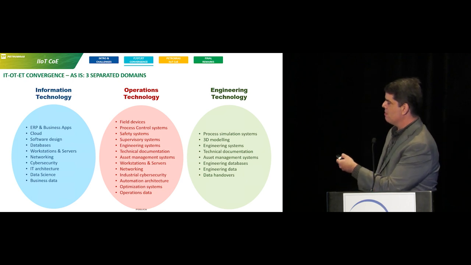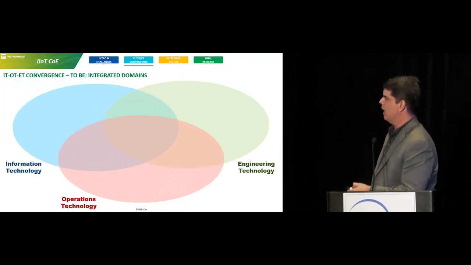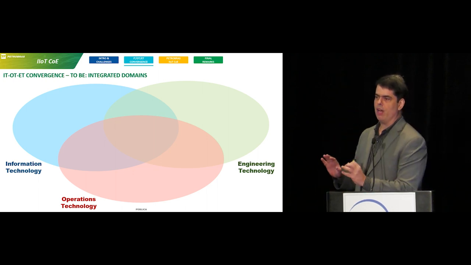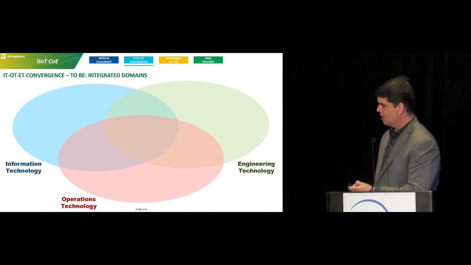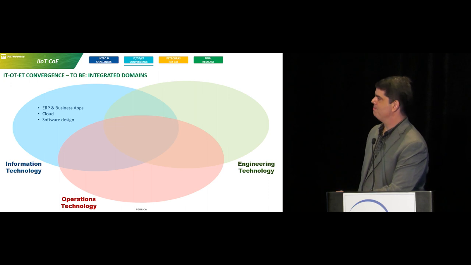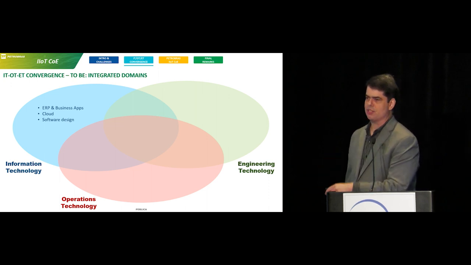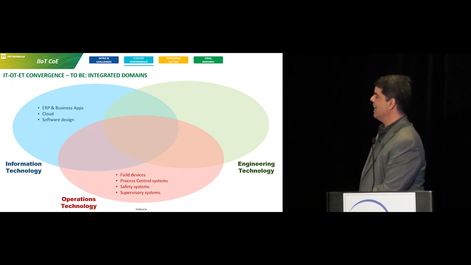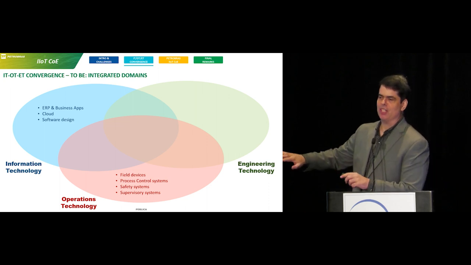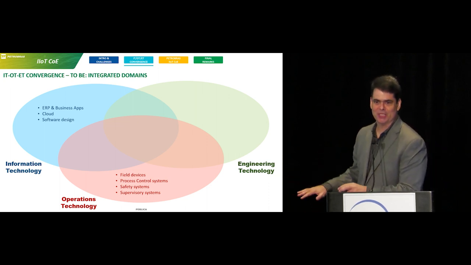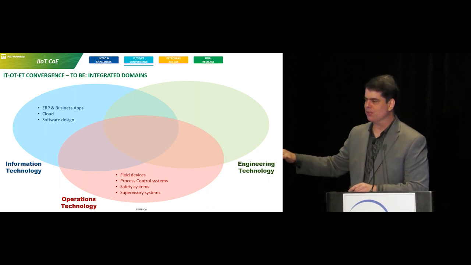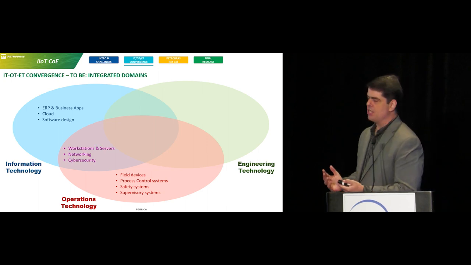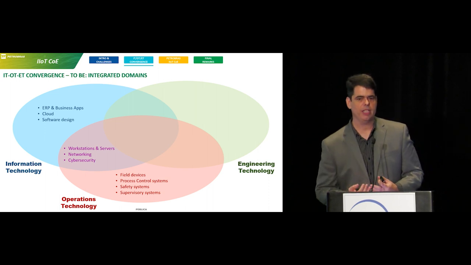How can we see these three sets in another picture, the 2B, IT-OT-ET convergence with focus on processes. In just IT, we can have ERP, business applications, cloud, and software design. That's okay. In OT, nobody wants to touch the field devices. You see, just the OT guys: field devices, process control systems, safety systems, and supervisory systems. Between OT and IT, we have workstations and servers, networking, and cybersecurity.